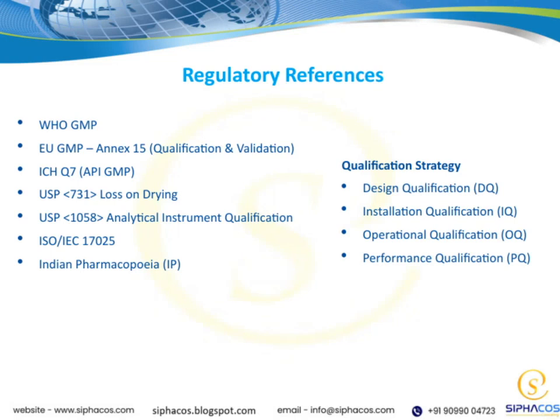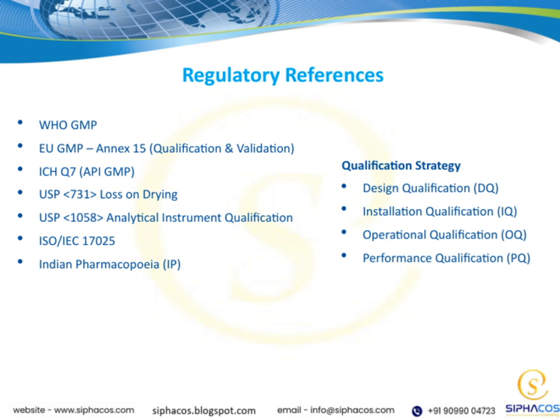First, we have design qualification, or DQ, which ensures that the design of the equipment or system meets the specified requirements from the outset. Next, installation qualification, or IQ, confirms that the equipment has been installed correctly and according to the manufacturer's specifications. Moving on, operational qualification, or OQ, verifies that the equipment functions properly under actual operating conditions. Then, performance qualification, or PQ, demonstrates that the system performs consistently and reliably during routine operation.